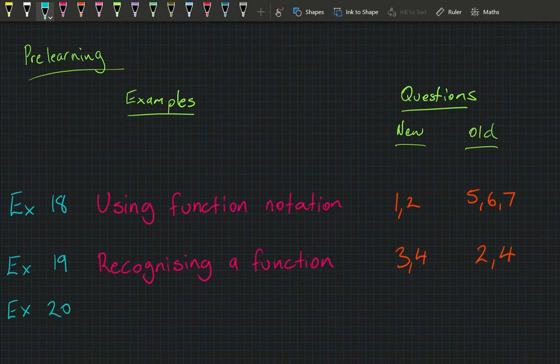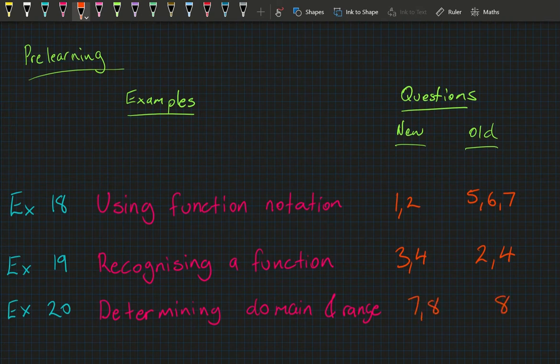And then we'll do example 20, determining domain and range. And your pre-learning for this example will be 7 and 8 in the new book and question 8 in the old book. The numbers for your pre-learning questions might give it away, but the order of the examples are different in the old book. You'll have to pay attention as we go along.